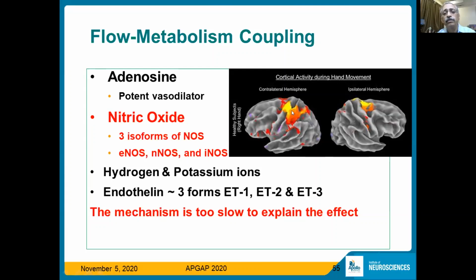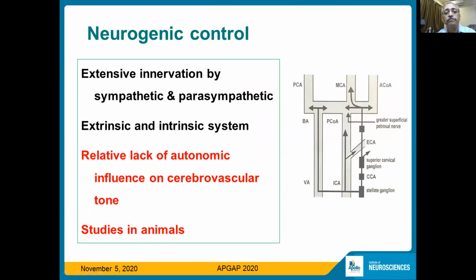Whenever there is a stimulus or movement of the hand, there is an increase in the contralateral side of the area which is represented by the hand. And this is the ipsilateral hemisphere for comparison. So this is how the flow metabolism coupling has been estimated in the cortical activity, in normal subjects or in pathological states.